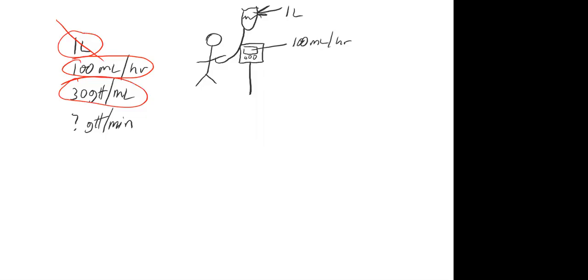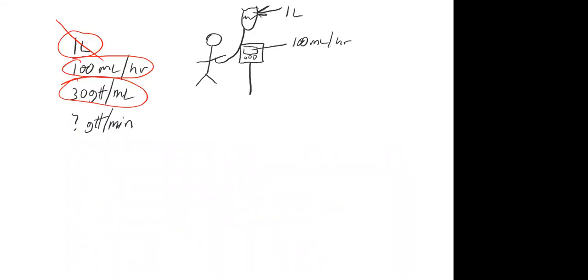The only reason the total volume would be important to me is if it told me 1 liter to infuse over 6 hours, and I didn't have any other flow rate listed. Then I would care about that, okay? Because that would be the only way to calculate an infusion rate.